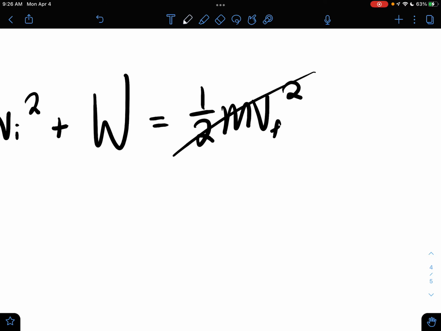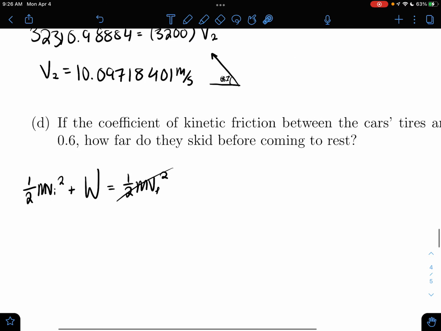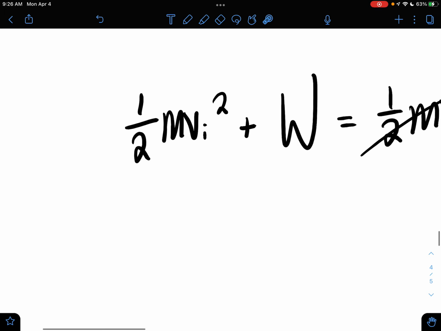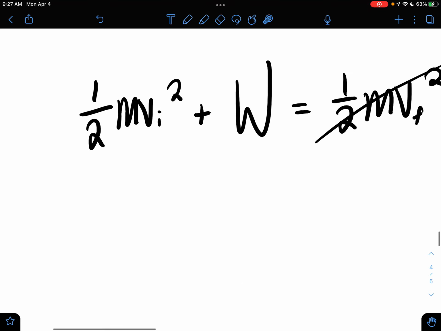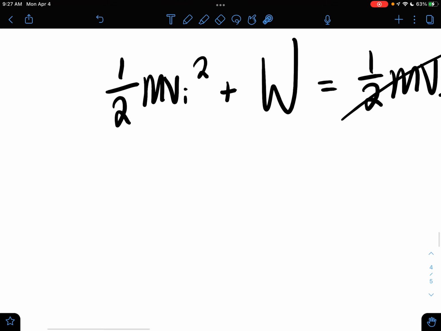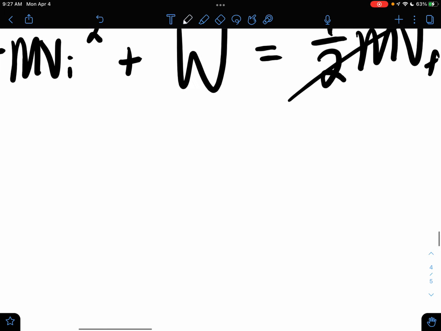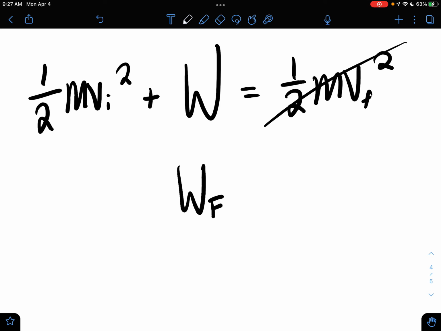Let's think about what's going to be doing work. Well, we're given a coefficient of friction, so that's a pretty big hint that friction's going to be doing our work for us, right? So really the only other forces acting on the cars during this point are normal and gravity, our normal force from the ground and gravity pulling down, but we're not accelerating into the ground or jumping up off the ground. So really the only work being done is going to be our work from friction, okay?